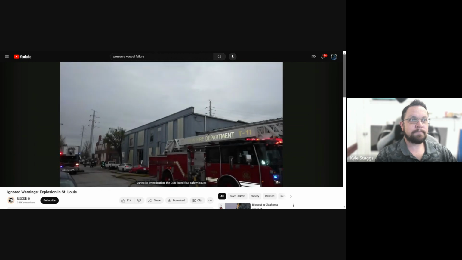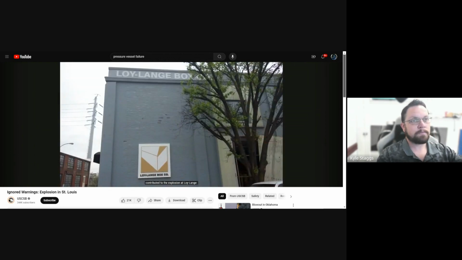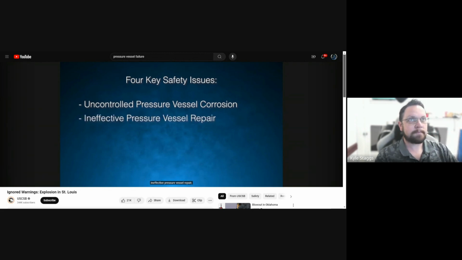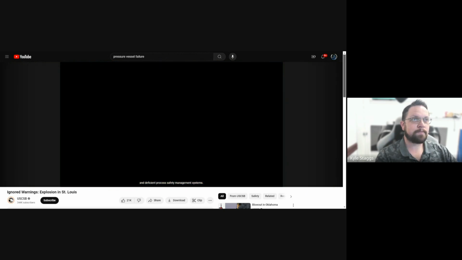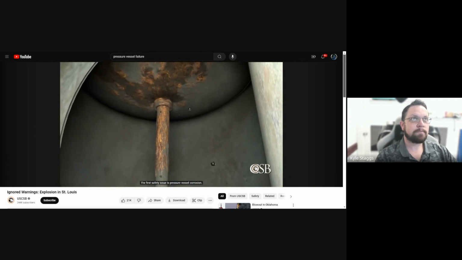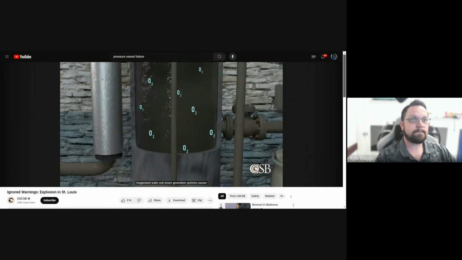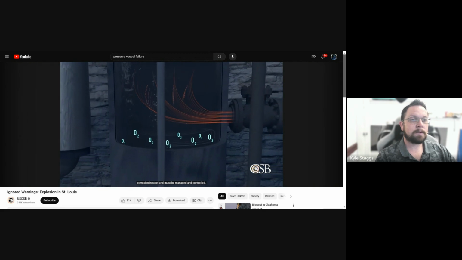During its investigation, the CSB found 4 safety issues contributed to the explosion at Loy Lang: uncontrolled pressure vessel corrosion, ineffective pressure vessel repair, gaps in pressure vessel inspection and regulation, and deficient process safety management systems. The first safety issue is pressure vessel corrosion. Oxygenated water in steam generation systems causes corrosion in steel and must be managed and controlled.